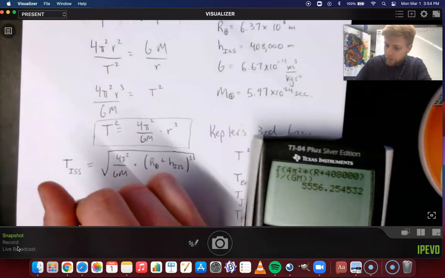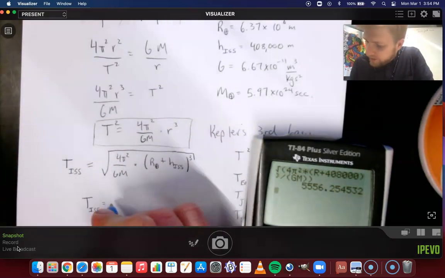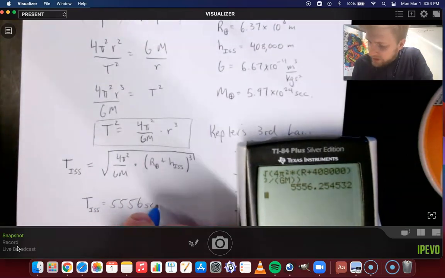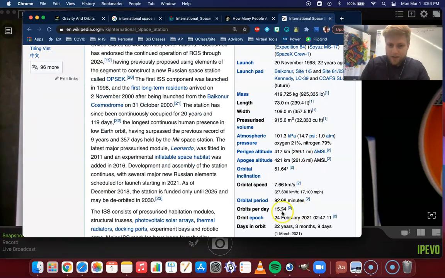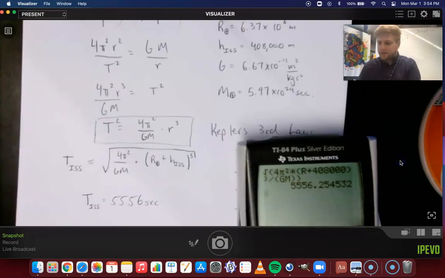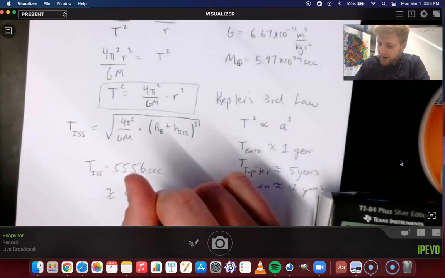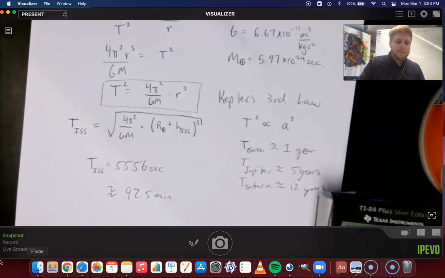So this would be the orbital period of the International Space Station is 5,556 seconds. Let's get lazy and just look that up. That's something like 93-ish, 92 and a half minutes. So this is 92.5 minutes. That's crazy, people.